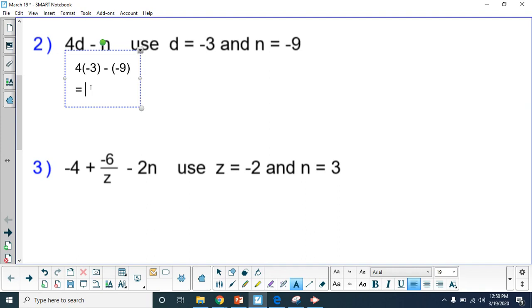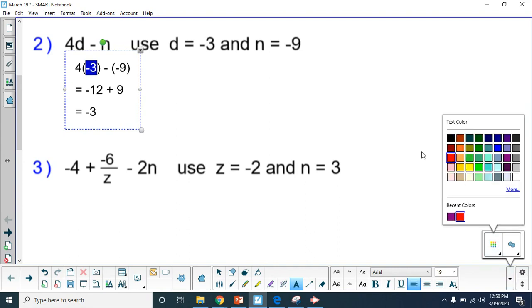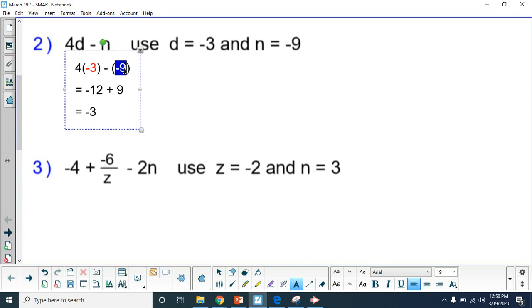4 times negative 3 is negative 12. Subtract negative 9. Now to subtract a negative number, you have to add the opposite sign of that number, which means we have to add positive 9. This will give you negative 3. Answer will be negative because the sign of the greater number in the above step is negative. And here, in the first step, the negative 3 is the value of d we plug in. Then negative 9 is the next value, which is the value of n.